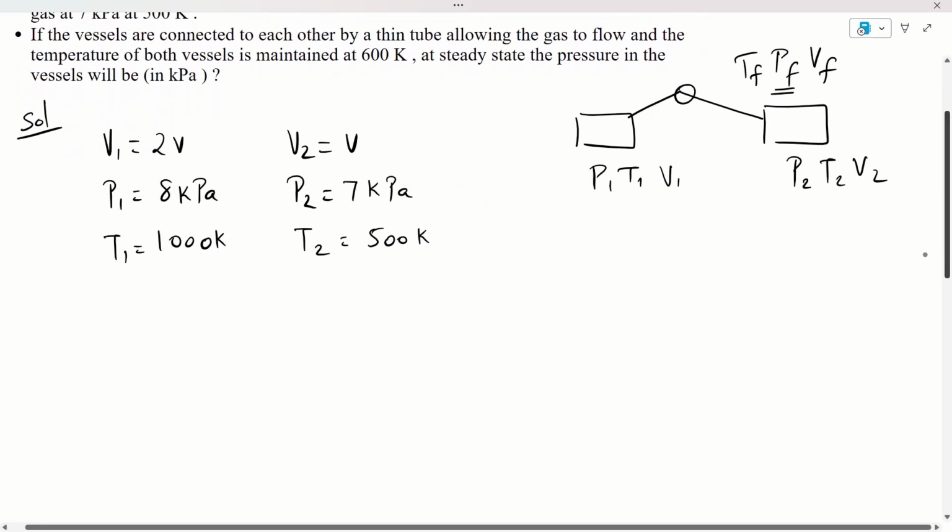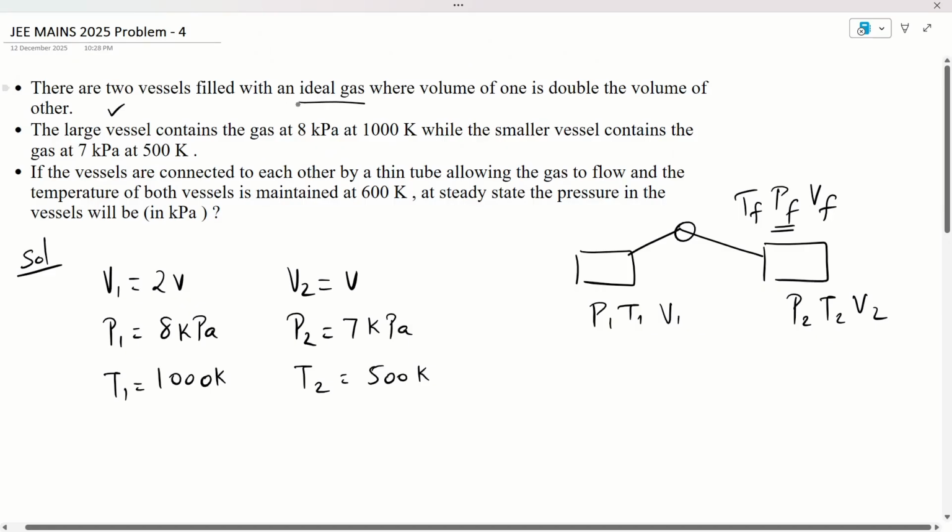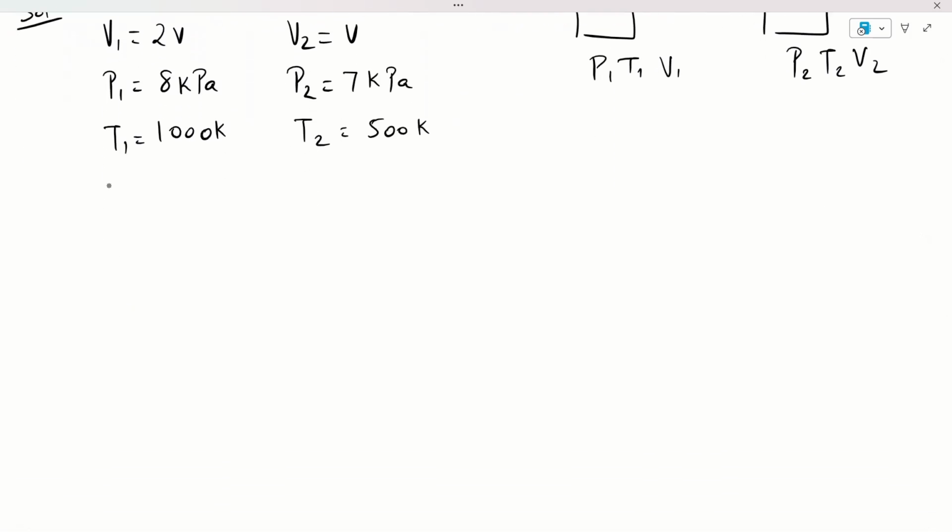It is a very simple problem. Next, I had already underlined the words ideal gas. So this is an ideal gas. We all know the equation for an ideal gas: PV is equal to nRT. We need to find the number of moles here, which means we need to rearrange the formula. n is equal to PV by RT. That's it.